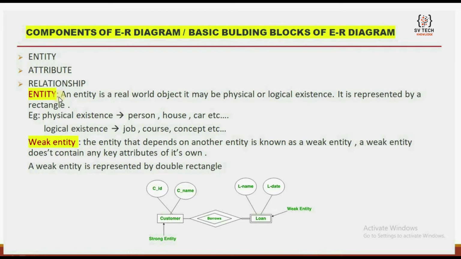Here in entities mainly we have two types, that is weak entity and strong entity. The actual entity which is shown in a rectangular box is known as strong entity. Weak entity means simply an entity which depends on another entity. In the diagram the weak entity is represented by a double rectangle.